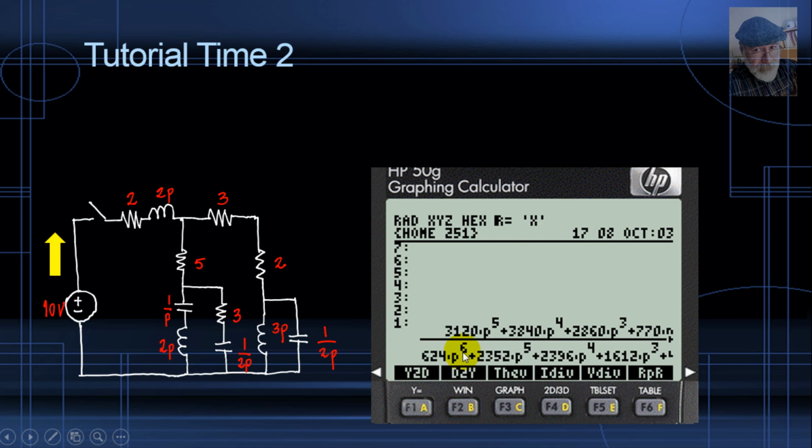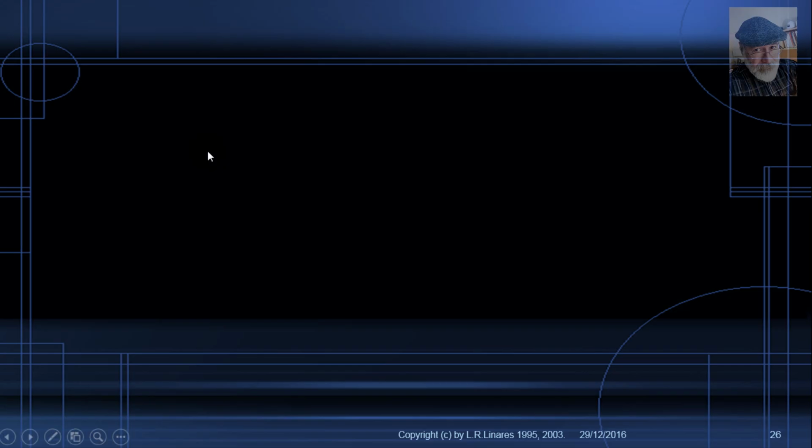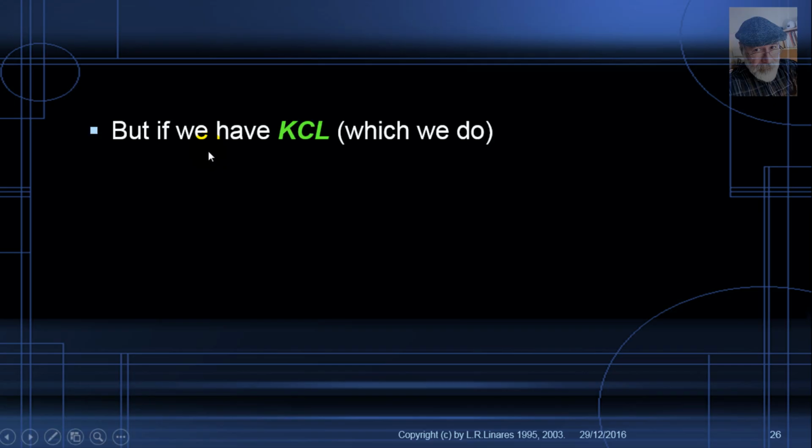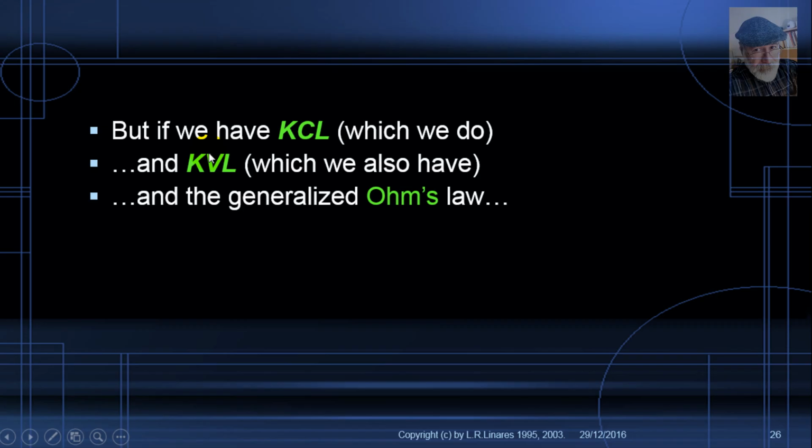Let me write it over here and write that in Leibniz notation. Of course, I've scrolled over that screen of the calculator and copied every single detail over to the slide. The point here is that we could find this complicated differential equation using the P operator of Oliver Heaviside. That is a very powerful tool. We're not done. Tutorial time 3. But before that, observe. If we have KCL that we do, and we have KVL that we also do, and we have Ohm's law that we have reintroduced in its general form, we can use, I have said.